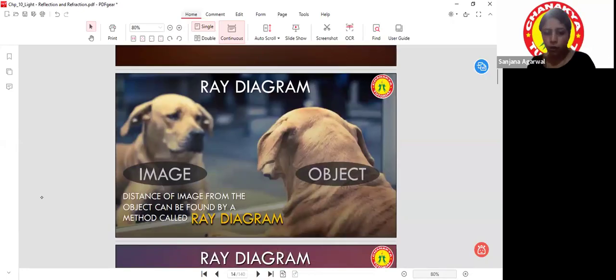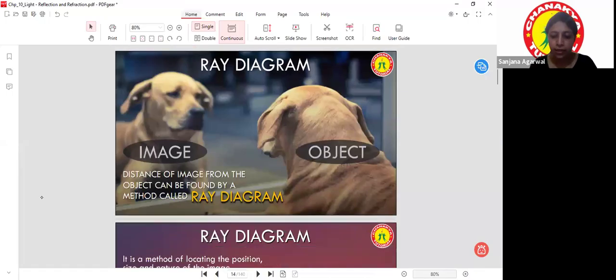Okay. So now we are moving ahead to study ray diagrams. What are ray diagrams? Ray diagrams just help us to locate the image, the nature of the image, the size of the image, whether it is smaller in size, whether it is large, etc. Because a plane mirror only gives us the same size image, but a spherical mirror does not always give the same size image. It varies.